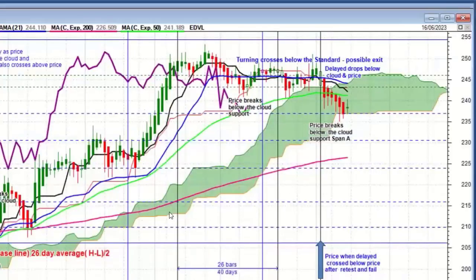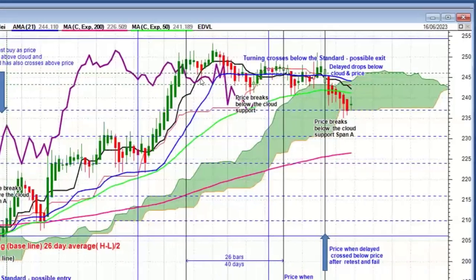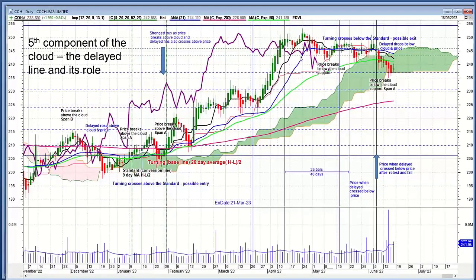And again, I used Bull Chart's 26 bars to go back from this price where it broke to see where the delayed was, and it was an extra confirmation of what was happening. So you could trade this by the break of the cloud, by the crossover, and you could just use those two. A lot do, but as extra confirmation, you could use the delayed as well.